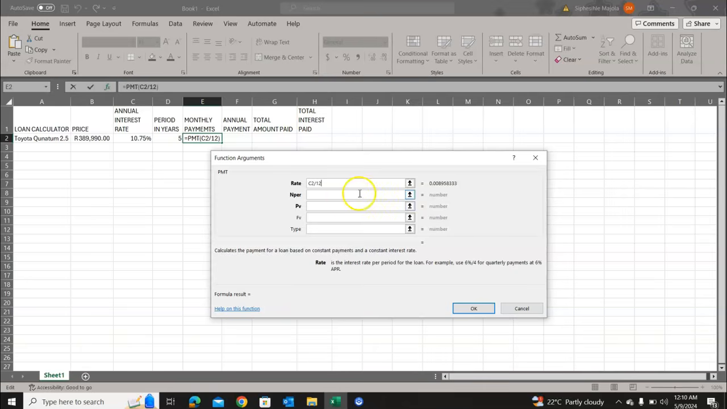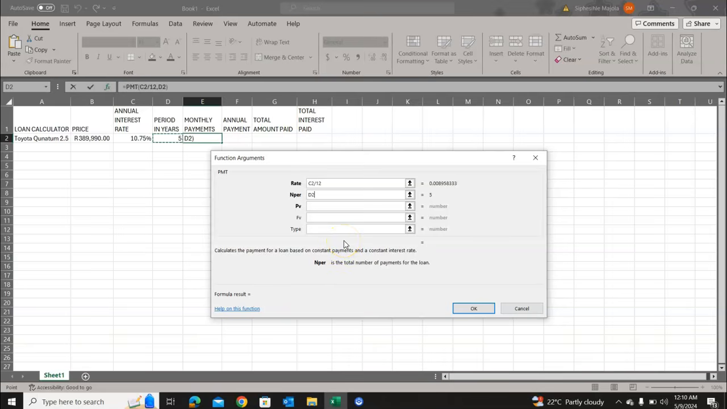Right. NPER is the number of years or months for which you're going to pay the loan back. The loan is for 5 years. So we select the 5, as we can see, from the spreadsheet that has been given. So we select the 5 years.